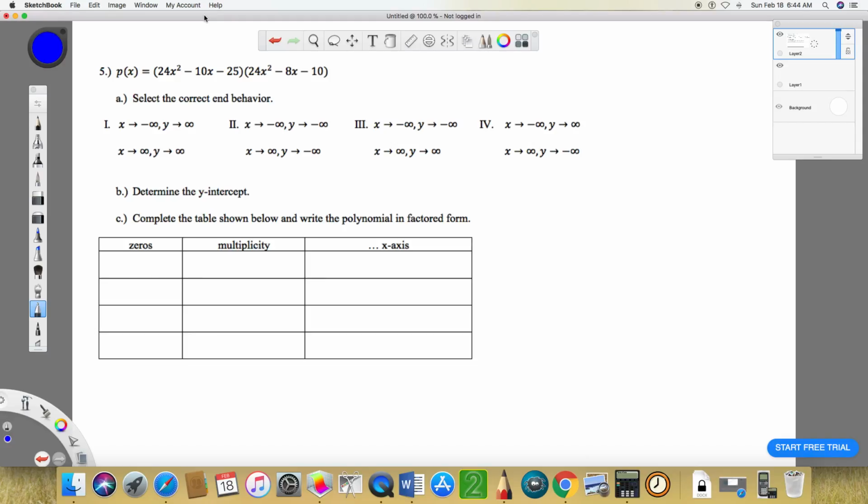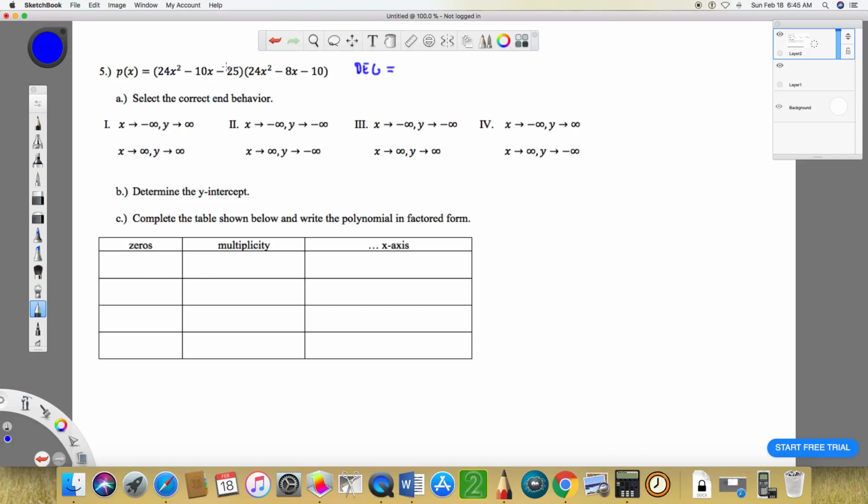Let's take a look here at number 5. You have a polynomial function. It's partially factored. We want to factor it all the way and then answer these questions. To select the correct end behavior, let's determine the degree.